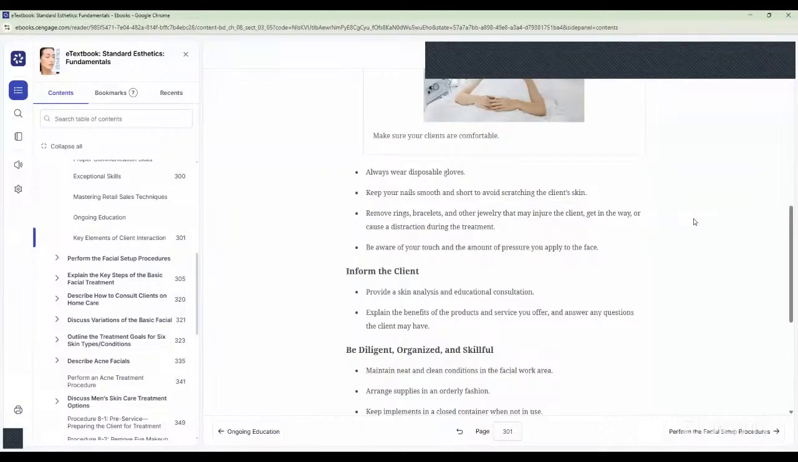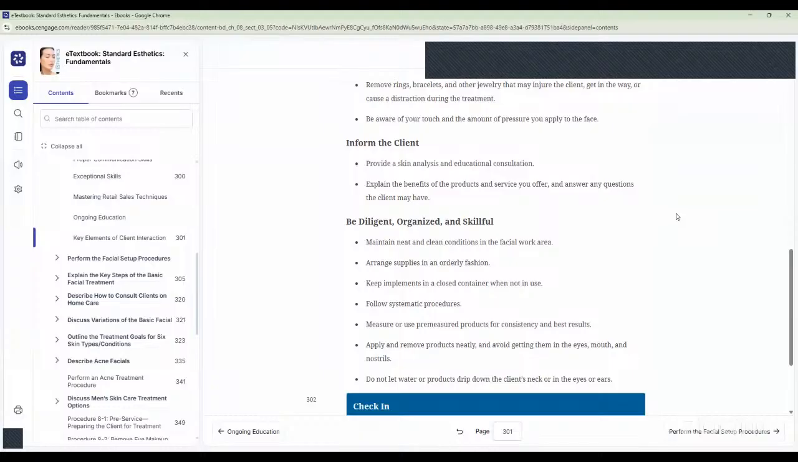And we are wearing gloves, okay? Rings, bracelets, things that make noises, we are removing those. If the client has those on, you want to put them in a safe area and beware of the touch and the amount of pressure you apply to the face. Okay. And so that's why we continuously work on our massage and punctuality when it comes to services, timely manners, things of that nature.